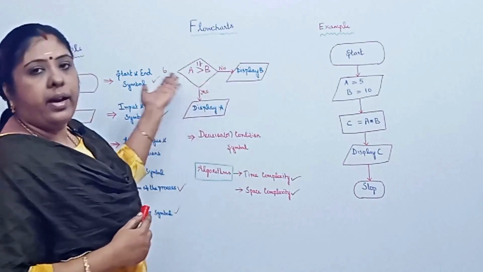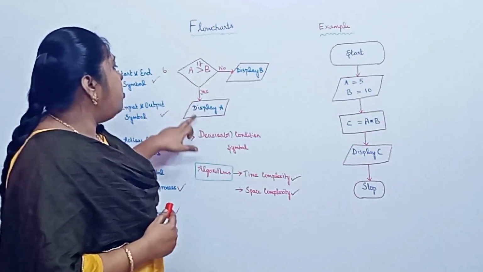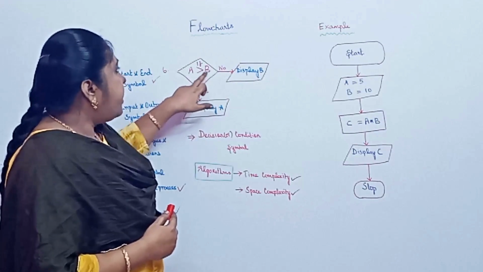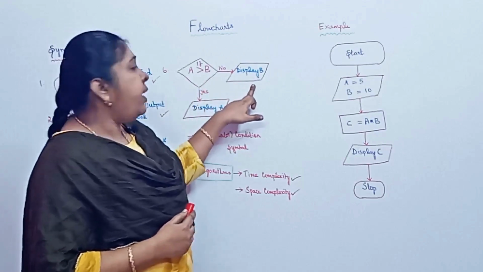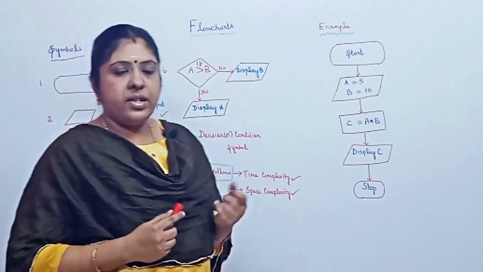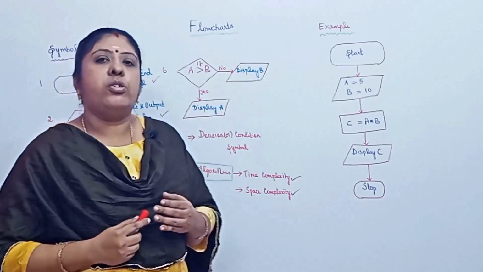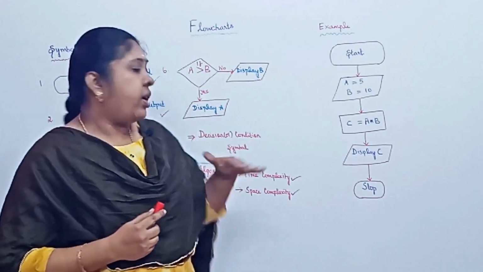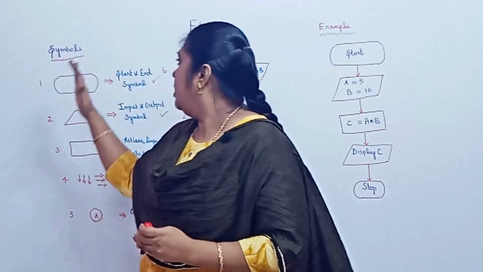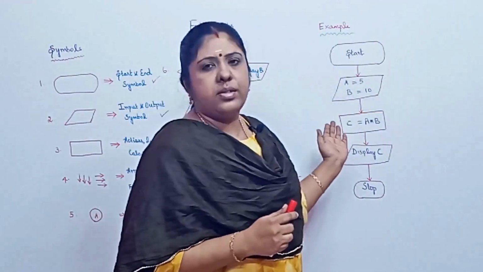For your understanding, I have written a simple example. If A greater than B is true, then display A, the yes branch, and if A greater than B is false, it will display B. This is called the decision or the condition symbol. These symbols can be used later when we are studying the if then else conditions. Okay, these are all the symbols used in the flowchart, and now we will move on to a simple example.